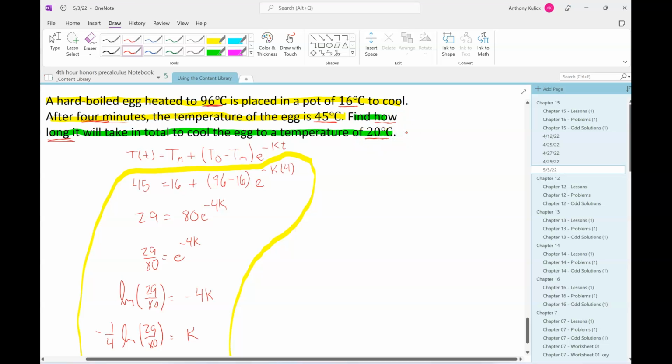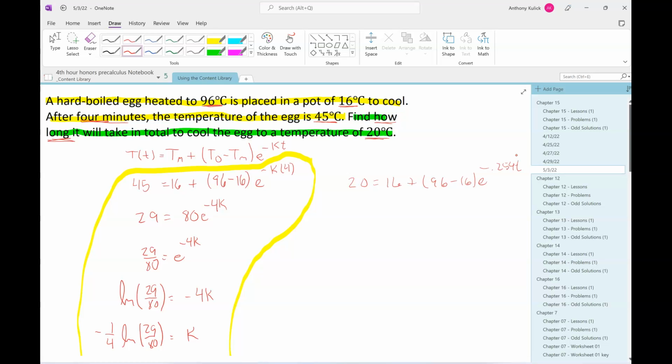Now, it says how long will it take to cool the egg to 20 degrees? So the initial temperature, is that any different? No, still 96. The temperature of the medium, is that any different? No, still 16. So where's the 20 got to go into? Goes in for T of T. And my K now is 0.254. And this problem looks remarkably similar to the previous one, right?